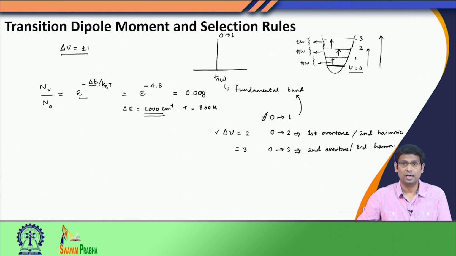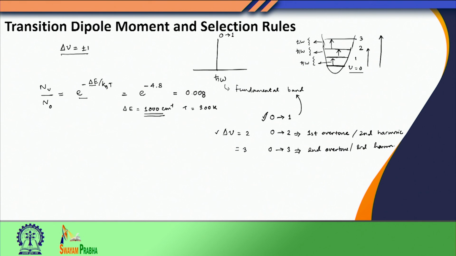So, in this lecture we discussed vibrational spectroscopy. In particular, we focused on diatomic molecules where there is only one degree of freedom, and we saw how we can define the transition dipole moment and obtain the selection rules within the harmonic approximation. We got delta v equals plus minus 1 as the selection rule. We also discussed the fundamental band and the first overtone band, and we will continue our discussion in the next class.